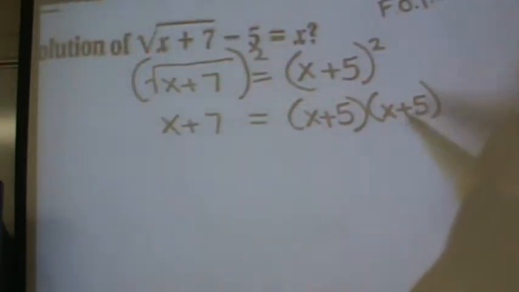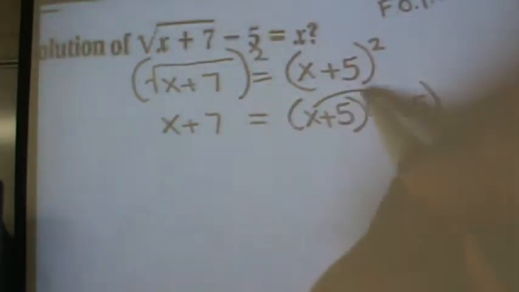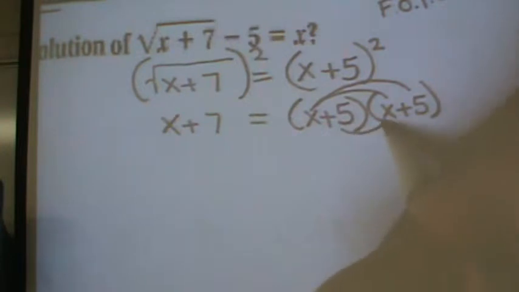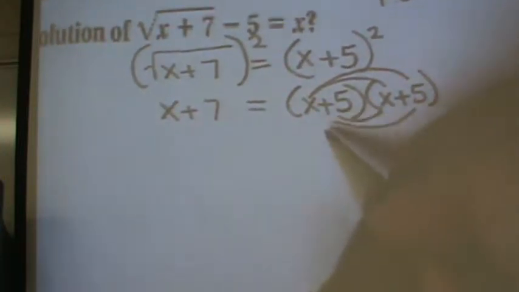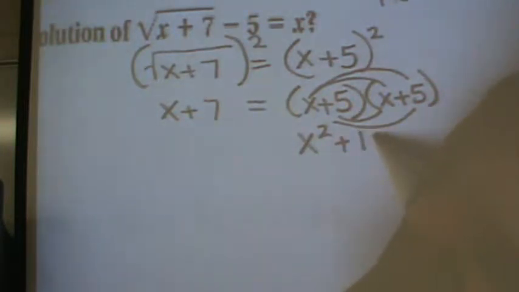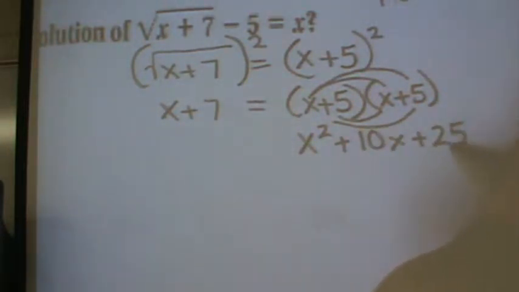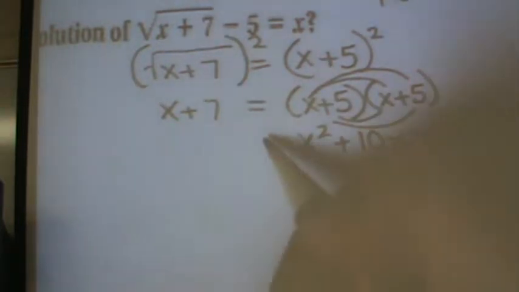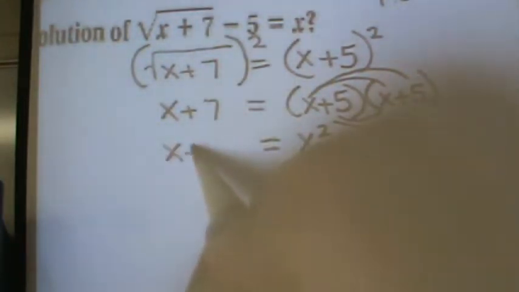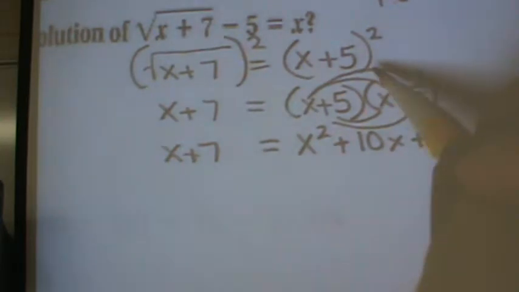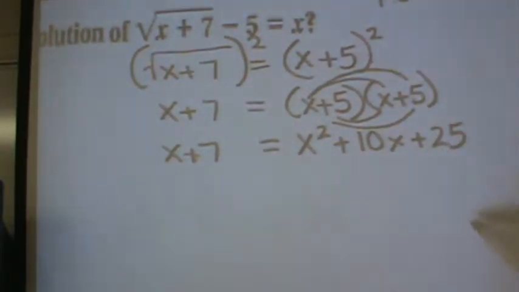But this is a binomial that when you FOIL it, what do you get? F-O-I-L. x squared plus 10x, not 10x squared, just 10x, plus 25. Now, I'm not teaching you this part. You should know what to do. Actually, this is the only new thing I'm teaching you. Everything else should be review.